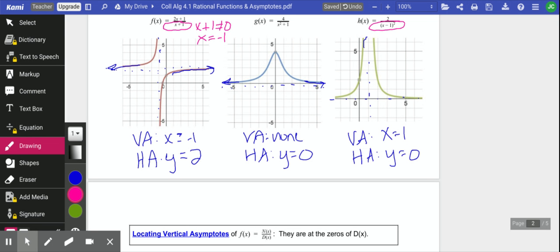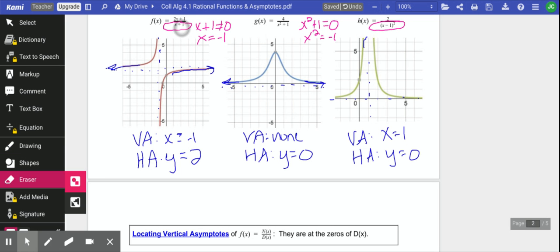So the interesting thing that happens right here is if you take this denominator, x squared plus 1, and set it equal to 0, the solutions to that are going to be imaginary. And we don't have imaginary numbers when we're graphing at this point. So that's why we say there's no vertical asymptote.